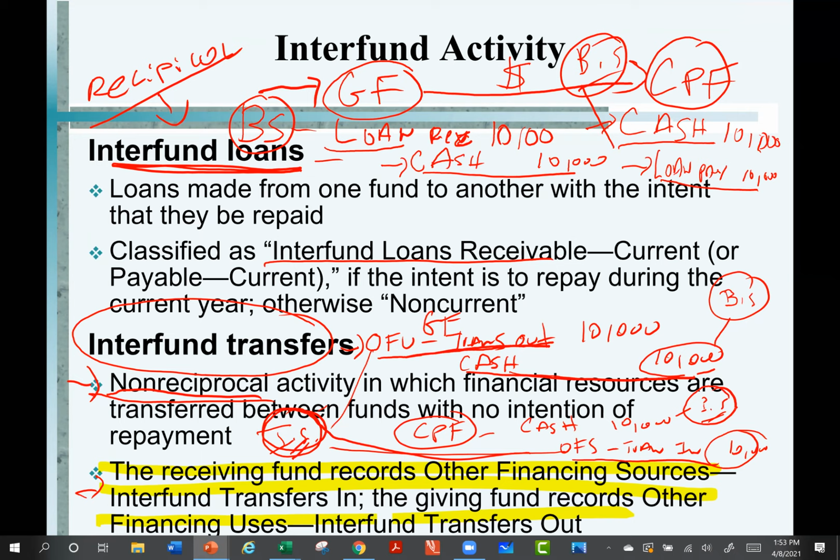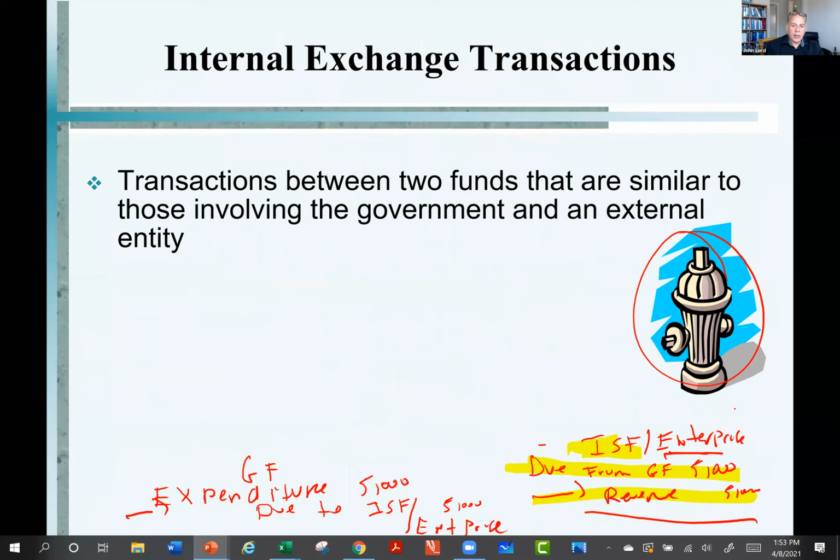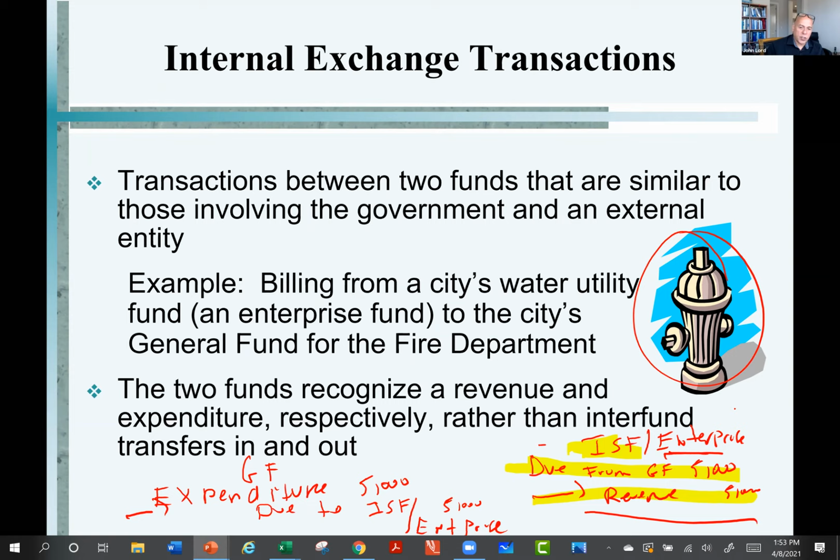Now you come over, and on the next slide, we have the internal exchange transaction. This is also sometimes talked about as a reciprocal transfer. It's basically the situation where, say, the internal service fund is going to be providing services to one of the governmental funds, right? So let's say the general fund is getting some service from the internal service fund. I don't know, they're working on some police cars or something, and they are billed $5,000 for that service from the internal service fund. Well, the general fund would debit expenditure and credit due to ISF, the internal service fund, $5,000. The internal service fund, you can see is highlighted here, would do what? Debit due from the general fund for $5,000.